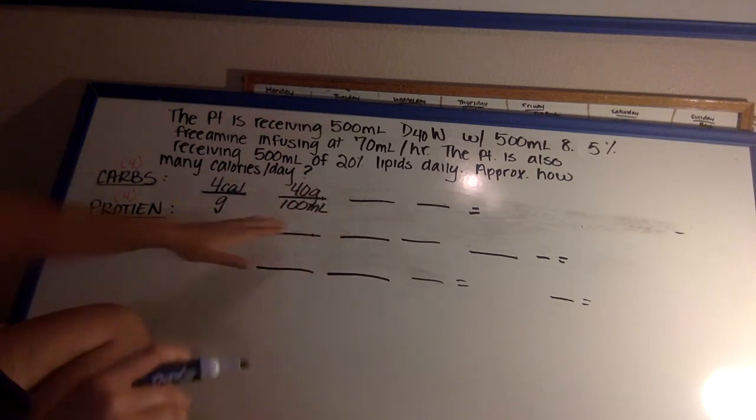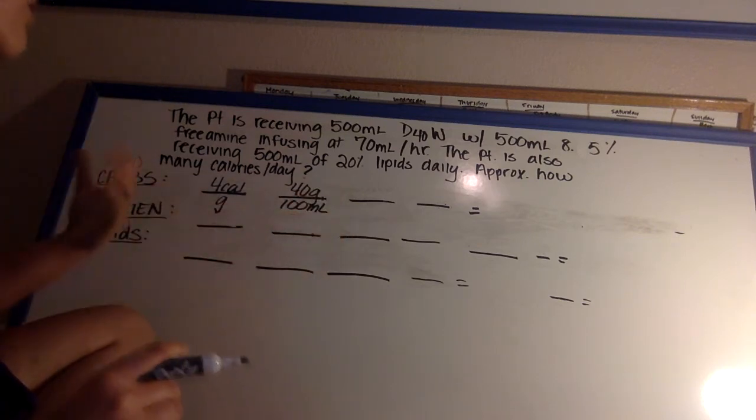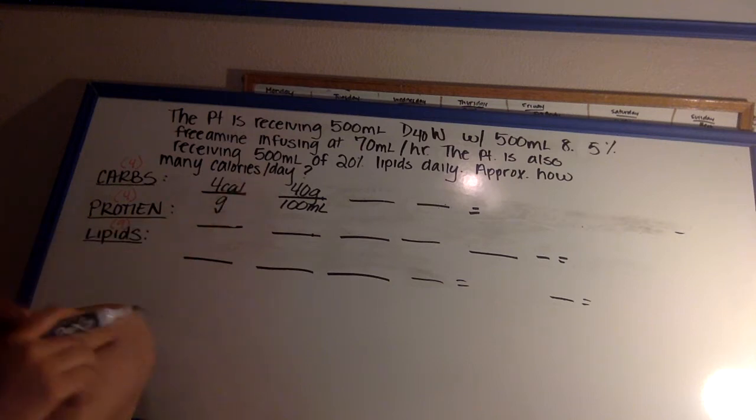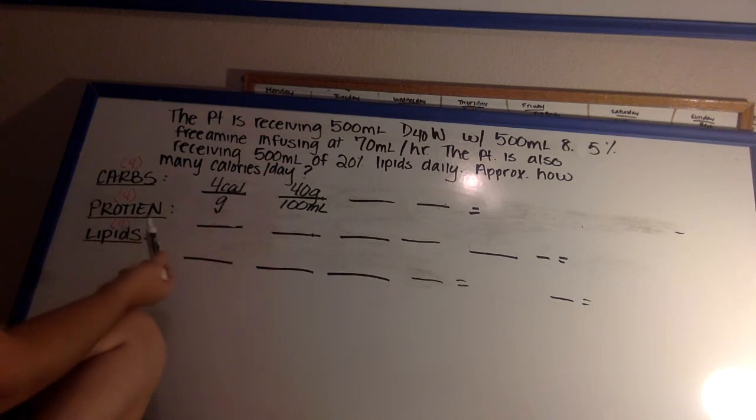So just always think of that naturally. Don't try to think, oh, what is it over? What is it over? What is it over? Just put 100. Less work for you. Less stress for you, okay? Perfect. But now I need to get rid of these milliliters.